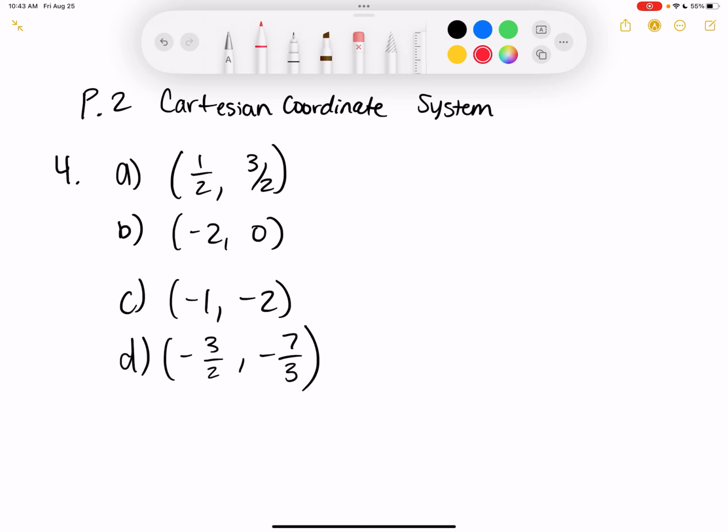So where is point A? Quadrant 1. How about B? X-axis. -1, -2. Quadrant 3, and -3/2, -7/3.